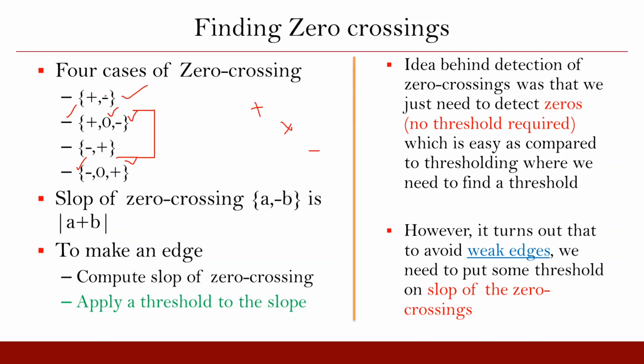Whatever positive and negative values you are getting, you can assume those are A and B. So whatever plus value we are getting in all these four cases, we can assume that A, and whatever minus value we are getting, we can assume that as B, and we can compute the slope by computing the mod of A plus B. Depending upon the value you get here, you can apply a threshold to decide whether the corresponding edge is a strong edge or a weak edge. So up to some extent you can detect the strength of the edge by using the slope, but still we cannot detect the orientation of the edge. This doesn't tell anything about the orientation of the edge.